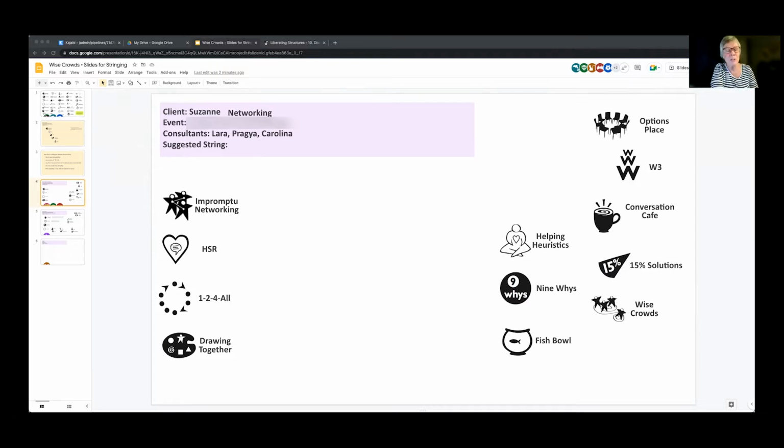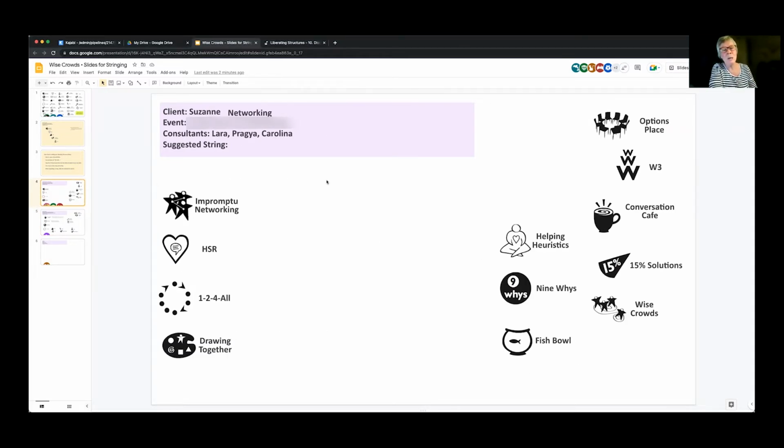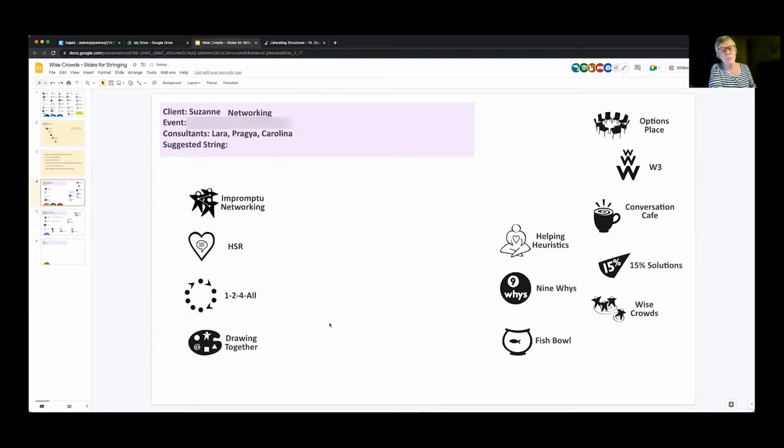So what you have in front of you is what the first workshop could look like after I've done some one-on-one interviews and a virtual consultation. So impromptu networking, HSR is heard, seen, and respected, and 1-2-4-All, and then a drawing together as to what they see as their vision for the future, knowing that some members have limitations as to how much they can participate. And so we keep that, because that's the reality. You can't just swerve around it. The reality is some members have limitations, and when there are limitations, what do we do?